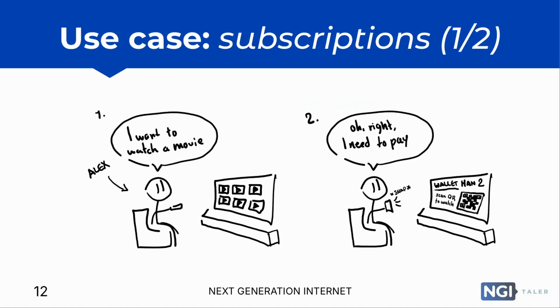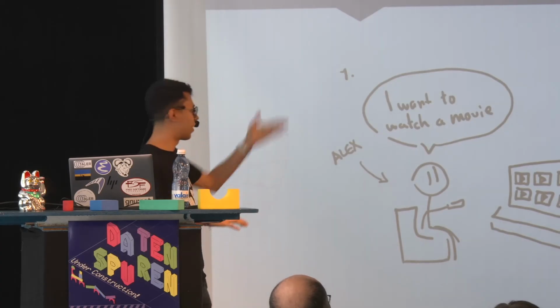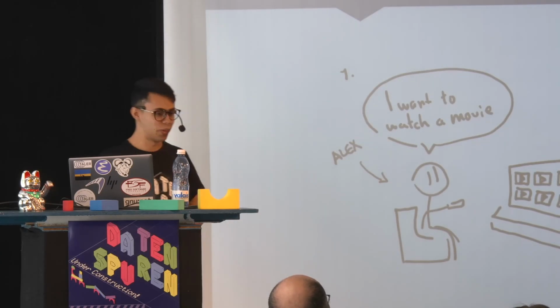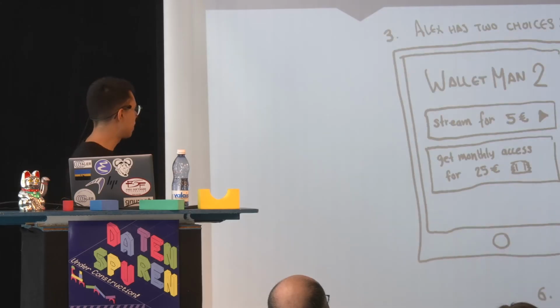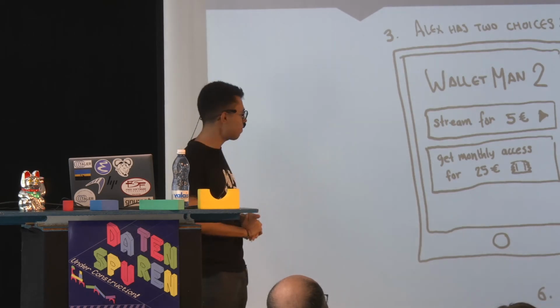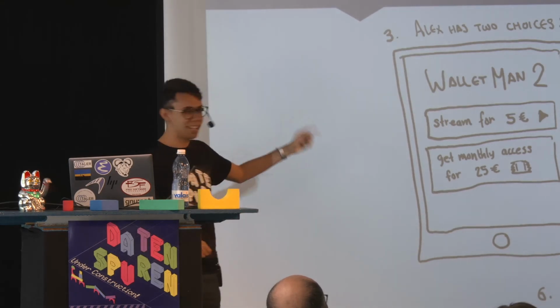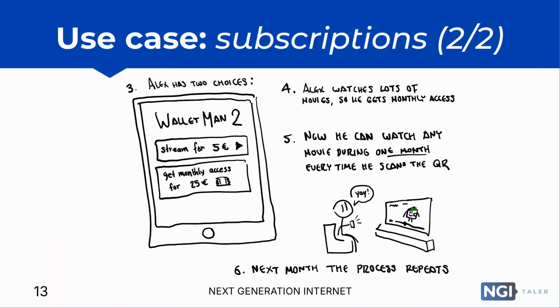And there's also something a bit more complicated, for example, subscriptions, where our friend Alex wants to watch a movie. And okay, he has to pay. So he scans a QR code on the TV after he chooses the movie. And he has 2 choices. He can either stream for 5 euros, or he can get a monthly access for 25 euros. So he can watch as many movies as he can for 1 month, and then the next month he has to do the same. So yeah, that's how subscriptions work.